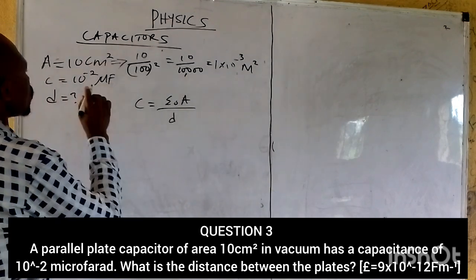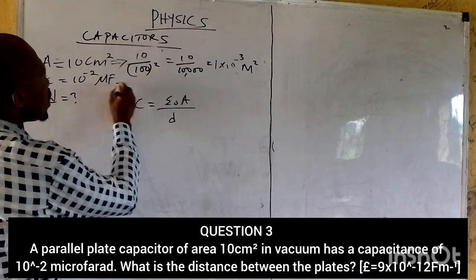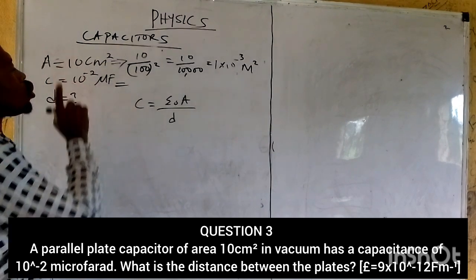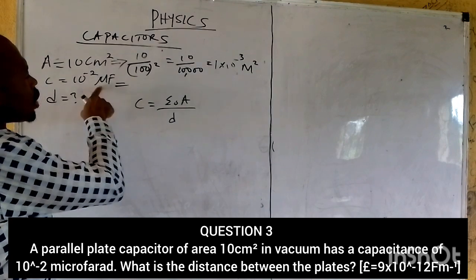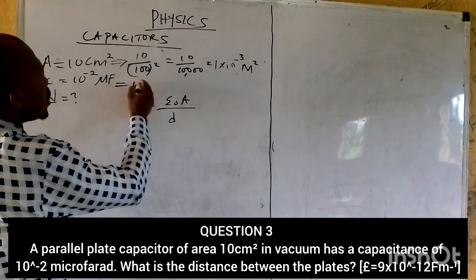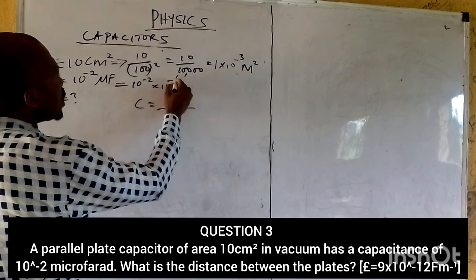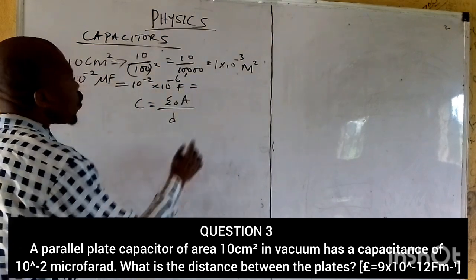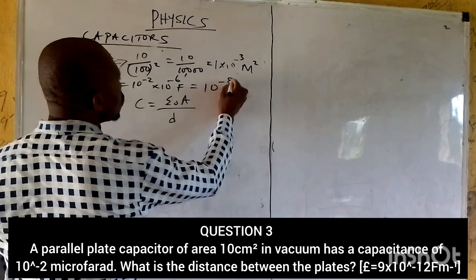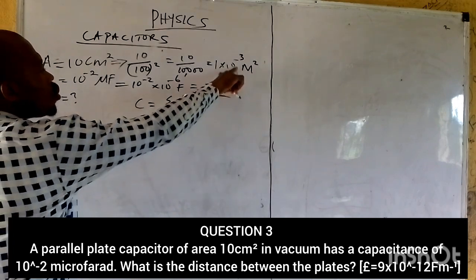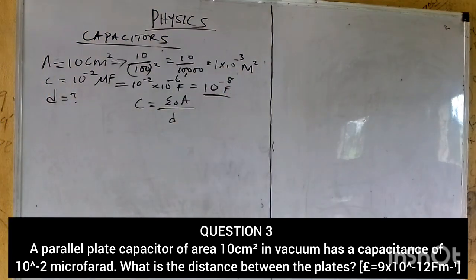This one also, C is minus 10 raised to the power minus 2. Because of this micro, we now have 10 raised to the power minus 2 times 10 raised to the power minus 6 farad, which will give us 10 raised to the power minus 8 farad. So take note of these two. Now we move.